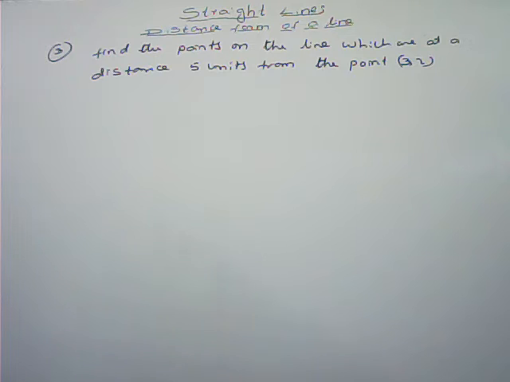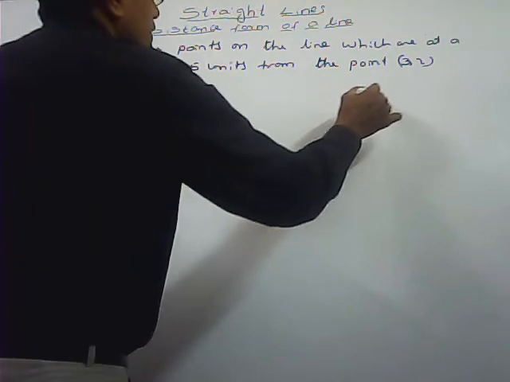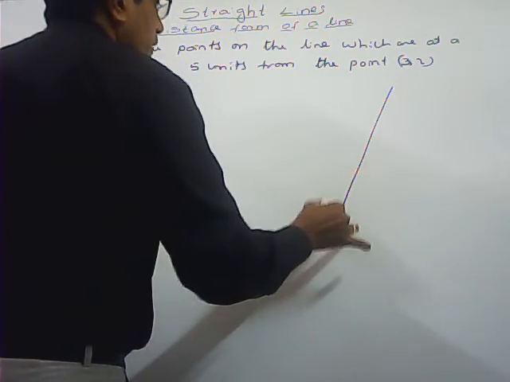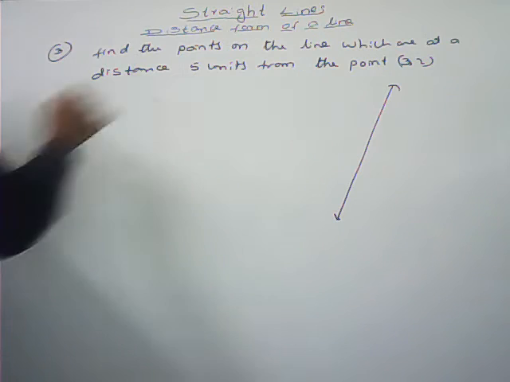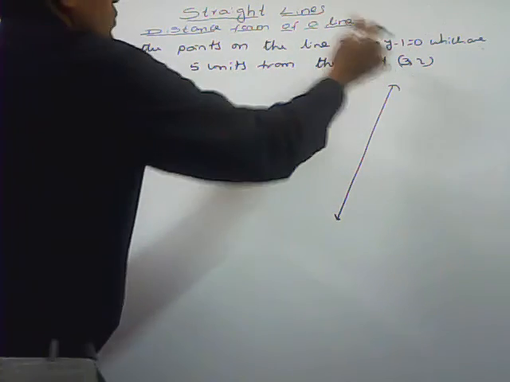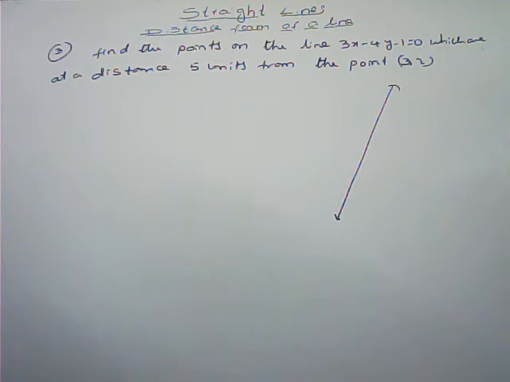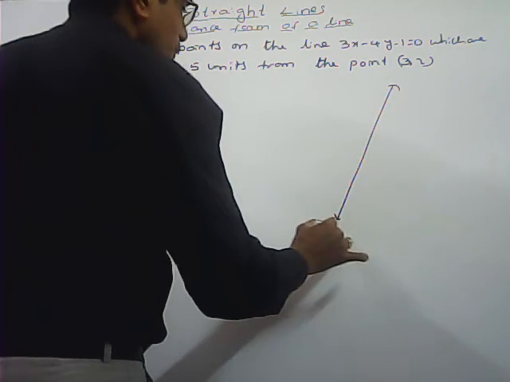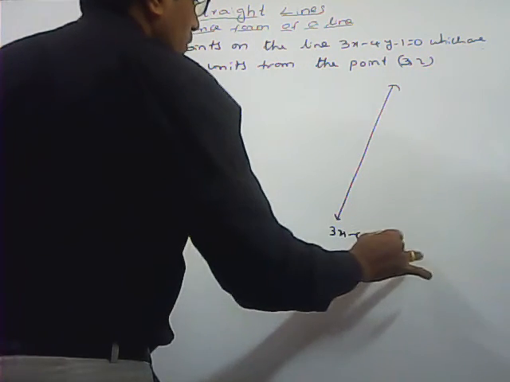Next one: find the points on the line which are at a distance of 5 units from the point (3, 2). The line equation is given: 3x minus 4y minus 1 equals 0.